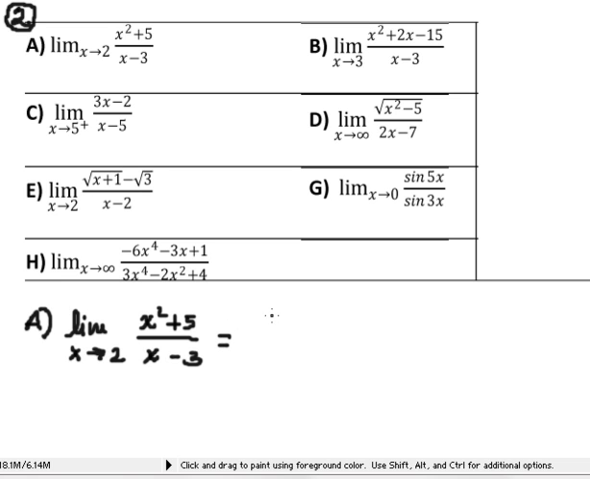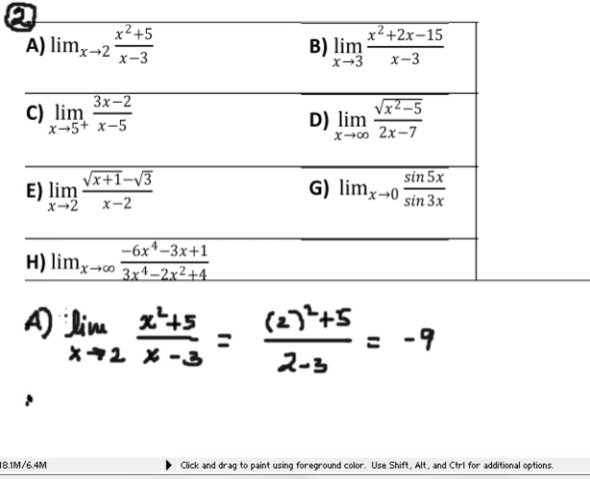So here we can just substitute in, so we end up with 2 squared plus 5 in the numerator, and 2 minus 3 in the denominator. So here we have 9 over minus 1, which is minus 9. Minus 9, so that's the limit.